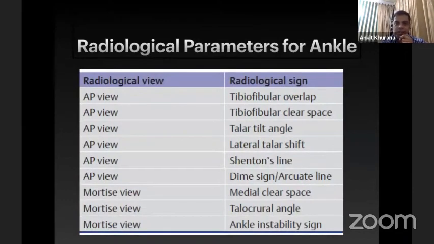Assessing the radiological parameters of the ankle, I would like to say that most parameters can be assessed on the AP view. There are only three that require a mortise view, which is the medial clear space, the talocrural angle, and the ankle instability sign. The remaining, tibiofibular overlap, the tibiofibular clear space, talar tilt, talar shift, Shenton's line, and dime sign, are all assessed on the AP view.